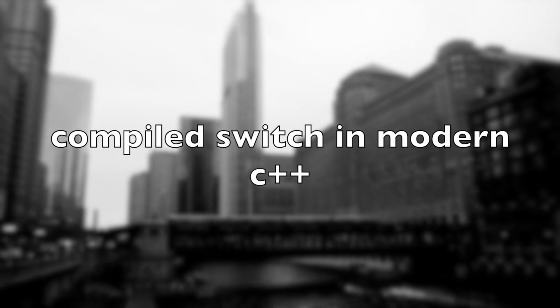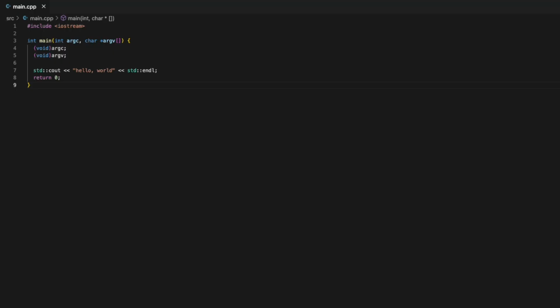I'd like to demonstrate how to use variadic templates and C++ fold expressions from modern C++, C++17 and 20, to make what's called a compiled switch. Similar to a switch statement, it will select between different choices or different elements that may have a predefined type.